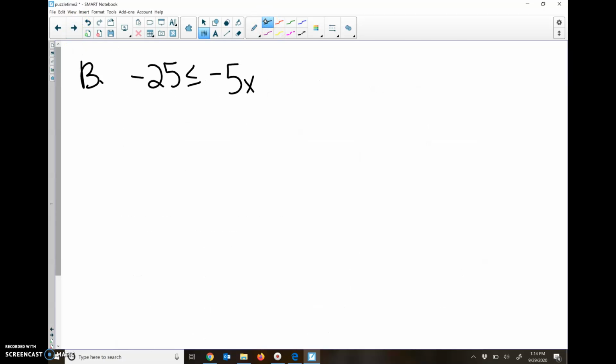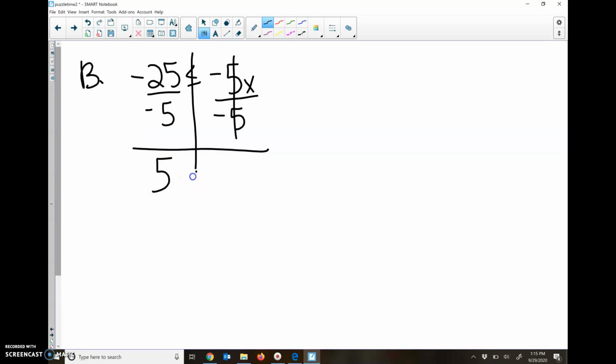So right away, the first one on B, they start off kind of difficult. So I have -5 times x. So I'm going to end up dividing both sides by -5. I end up with 5 is less than or equal to x. Except this one right away, it was divided by -5, so it's not going to be a less than sign. It's going to flip to a greater than sign.